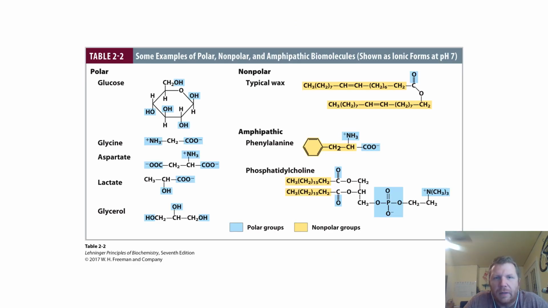Okay, so some examples of polar versus non-polar substances. So our polar substances with these alcohols would be glucose. Glycine is an amino acid, with an N terminus and a C terminus. Those are going to be great for hydrogen bonding. Aspartate, lactate, glycerol, these are all great for hydrogen bonding with water. Compared to a wax. So wax is an example of a lipid with these long chains down here of a bunch of hydrocarbons.